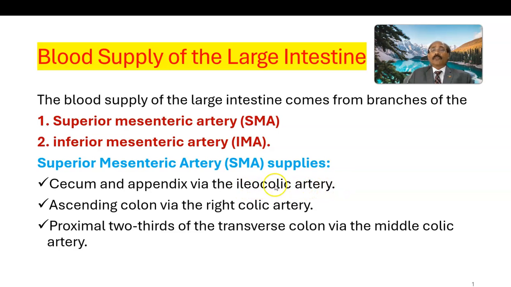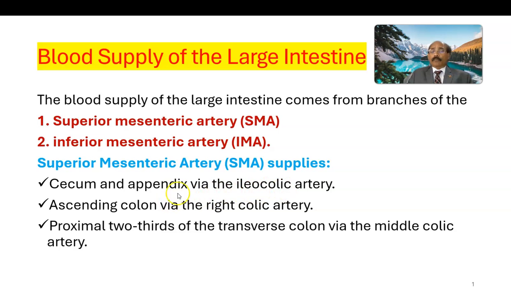There is a branch of the superior mesenteric artery. Superior mesenteric artery supplies ascending colon via the right colic artery. There is a branch of the superior mesenteric artery. Proximal 2/3 of the transverse colon via the middle colic branch of the superior mesenteric artery.